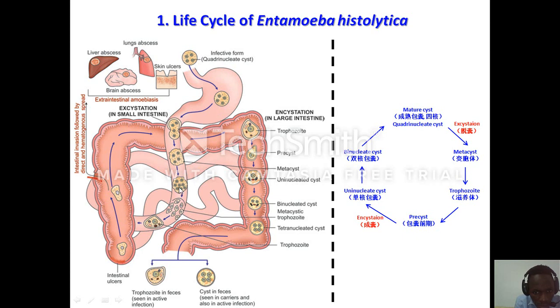Now, the binary fission that takes place here makes it gain so many contents in its cytoplasm. So you can see it swells enough that it has to burst. Now, when the cyst bursts, it releases what we call the trophozoite. You understand? It releases what we call the metacystic trophozoite. Now, this metacystic trophozoite becomes a trophozoite on its own.